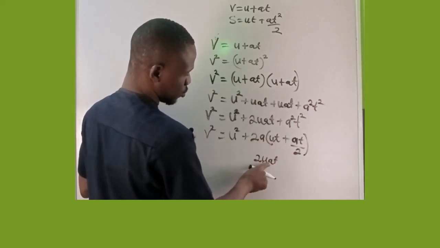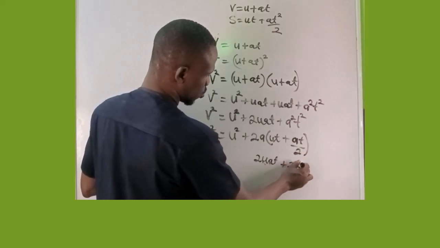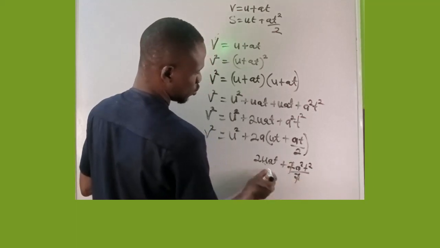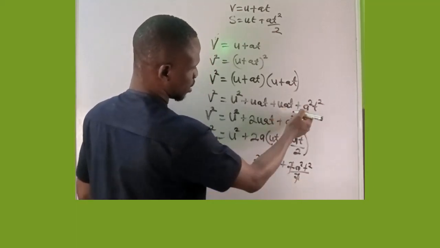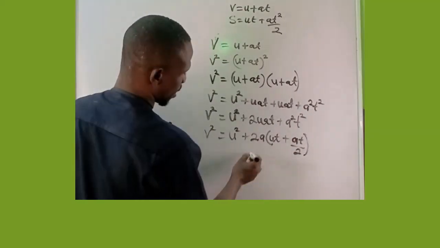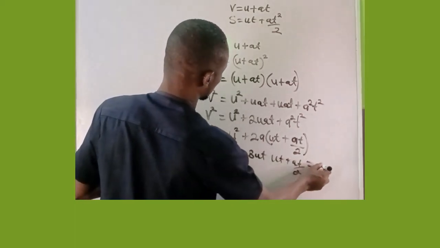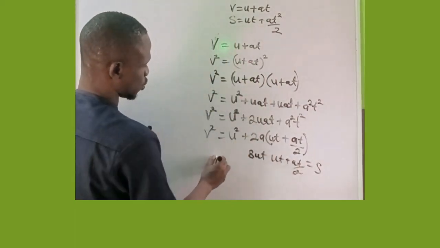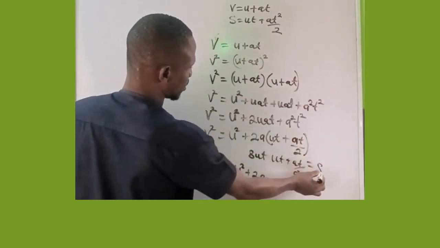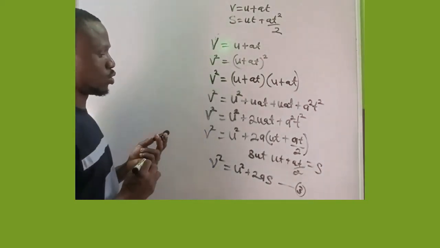This times this is 2UAT plus 2 times this is going to give you 2A square T square, is it not? All over 2. So this 2 will still cancel 2, so that this will still be the same as this. So that's why we have the 2 there. You understand? So but UT plus AT square over 2 is equal to S. So V square is equal to U square plus 2A. Everything in the bracket is equal to S. That is equation 3 in equations of motion.